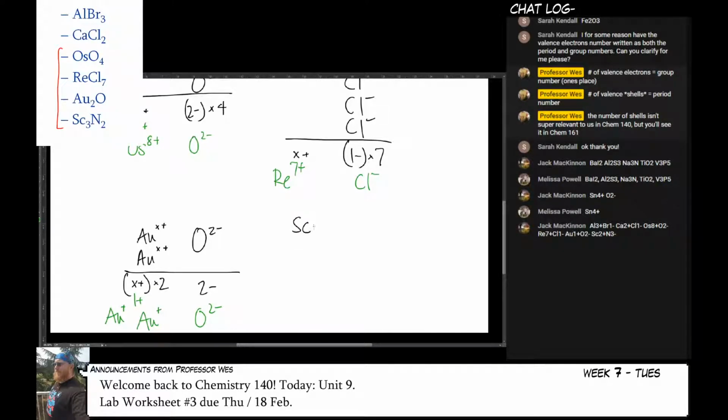And then finally, same idea for scandium. So there are 3 of these. And then I have nitrogen. Remember that nitrogen has 5 valence electrons. So in order to get the octet, we would have to add 1, 2, 3 more to make it that charge.